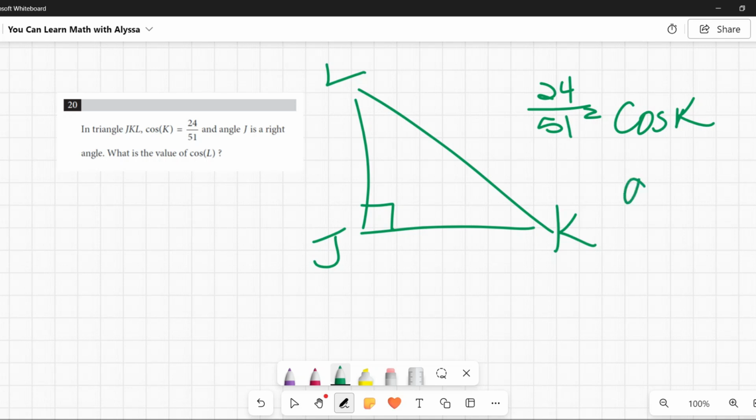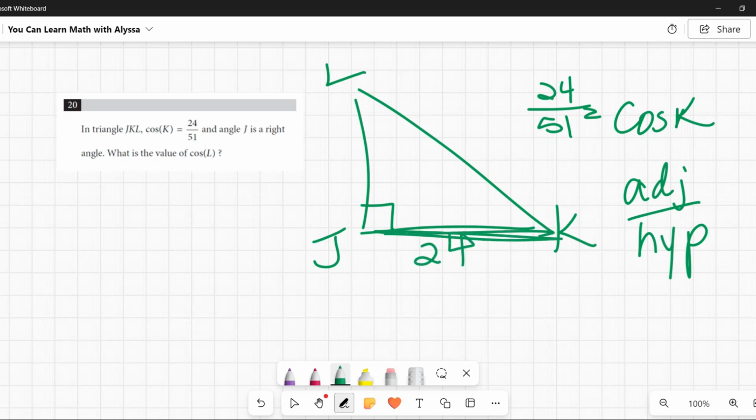Now cosine is adjacent over hypotenuse, the length of the adjacent side over the length of the hypotenuse. So my adjacent on top is 24, so that's this side that's adjacent to K. This is the side that's opposite, this is the leg that's adjacent, and the hypotenuse is always the longest side, the one opposite the right angle. So hypotenuse then is 51.